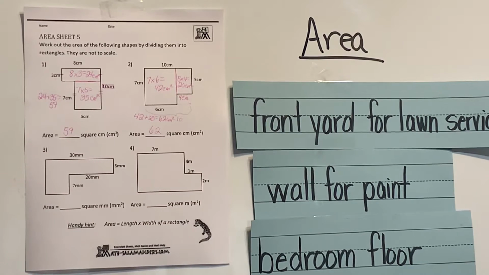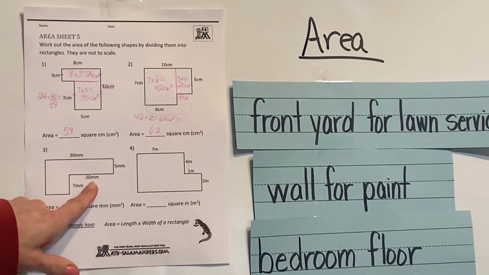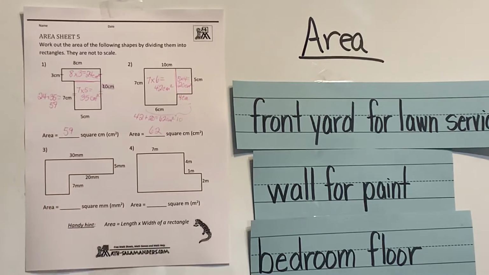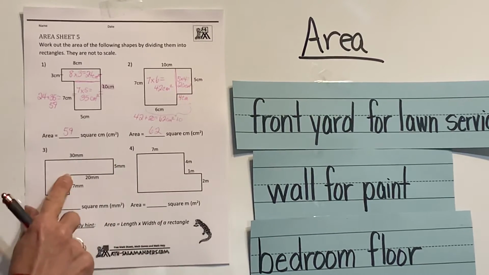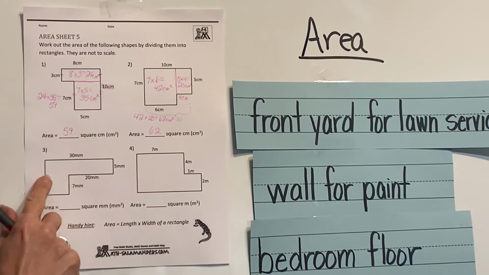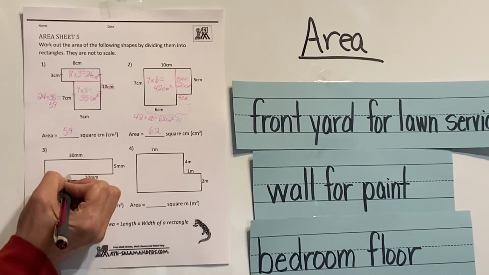All right, now we're going even smaller, millimeters. All right, maybe this is the house for the littles. I don't know. So we've got, for number 3, 30 millimeters, 5 millimeters, 20 millimeters, and 7 millimeters. So I've got this irregular shape, but I notice if I draw a line right here, I can get 2 distinct shapes. So that's where I'm going to draw my line.